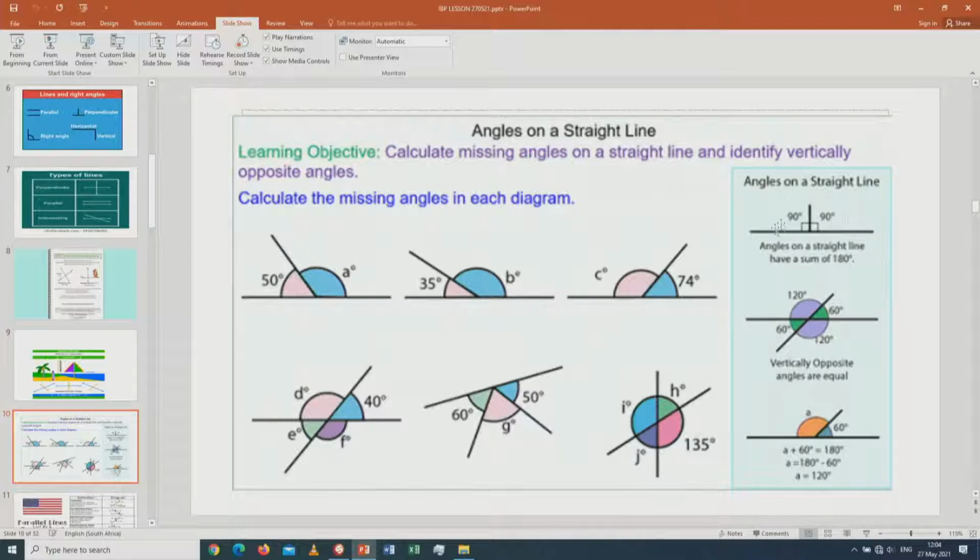Let's look at the right here. Angle of a straight line, 90 and 90 gives you 180. Therefore, the straight line angle is 180 degrees. All right? The next figure says the same thing. The angles that form a straight line, when you add them, they should give you 180. So 120 plus 60, 180 degrees. 60 plus 120, 180 degrees.